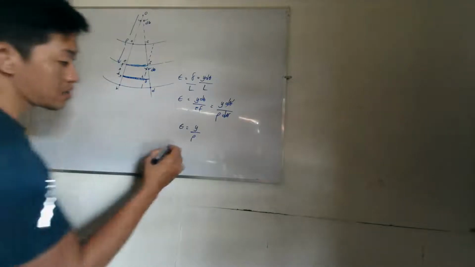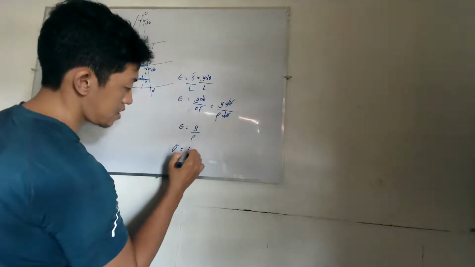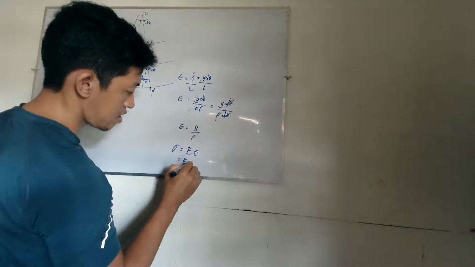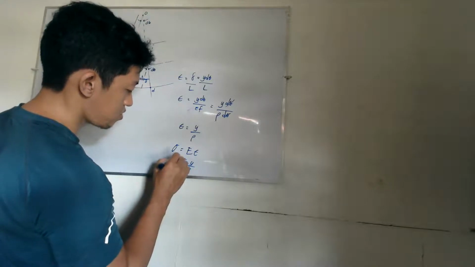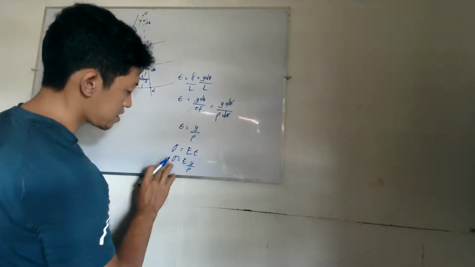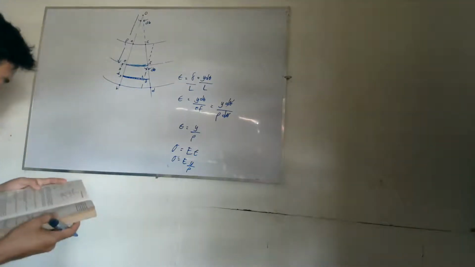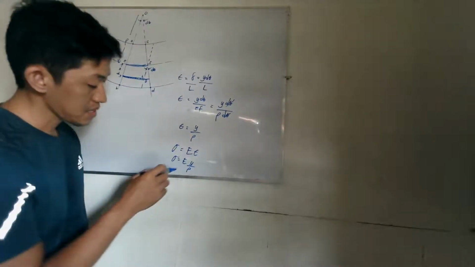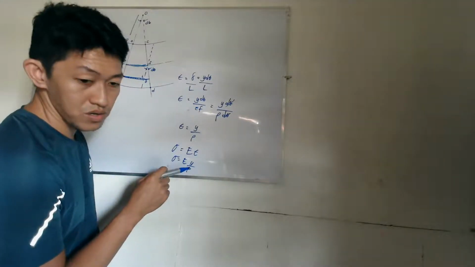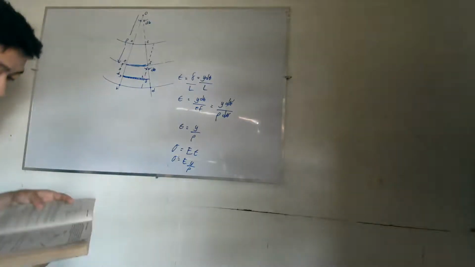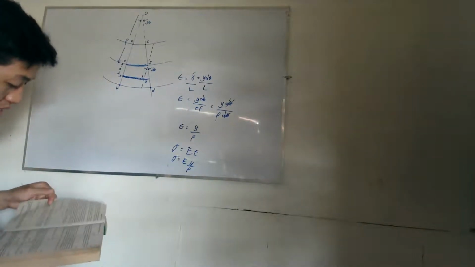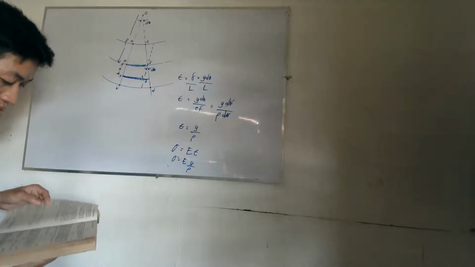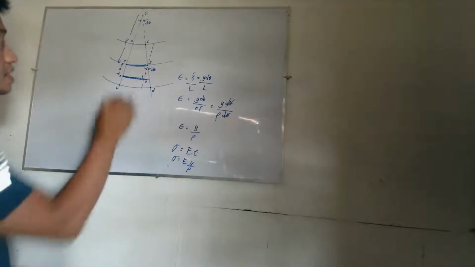From Hooke's law, again Hooke's law, stress is E times strain. This becomes E y over rho. This is now your flexural stress, or the bending stress. But rho, we still need to find its value, since it is the radius of curvature.